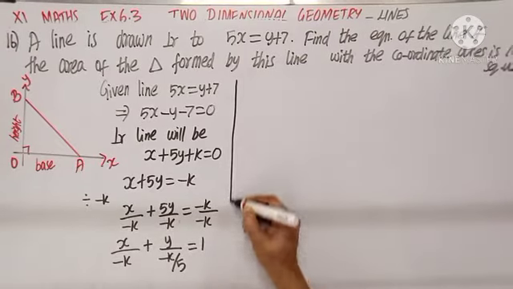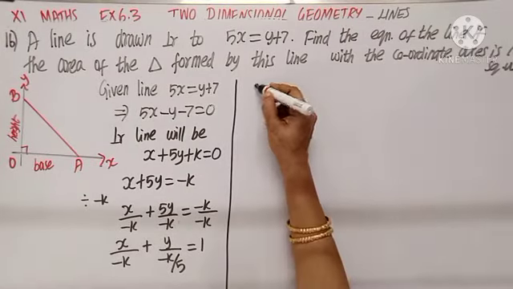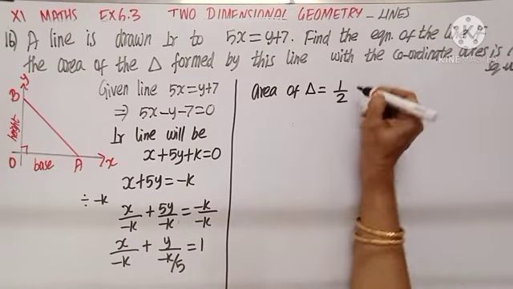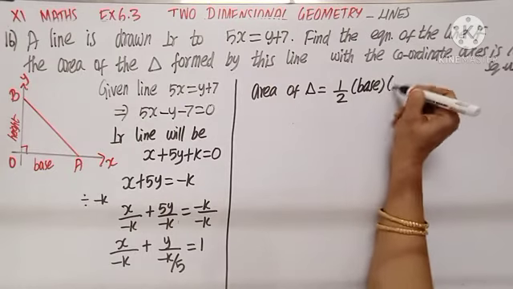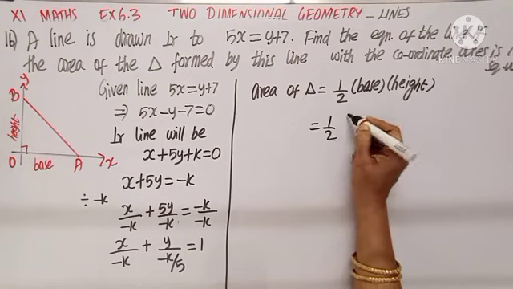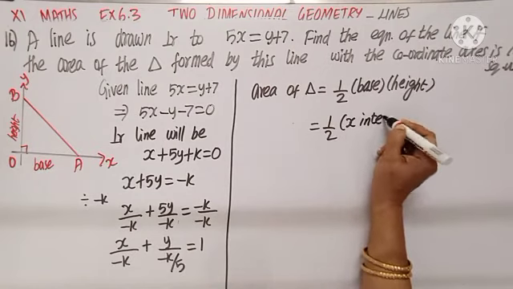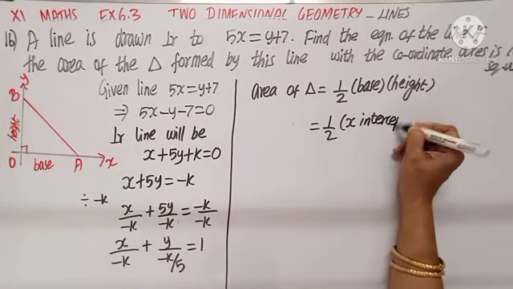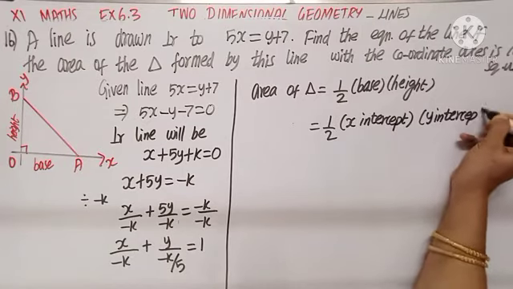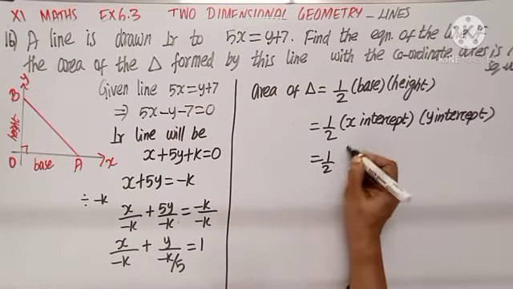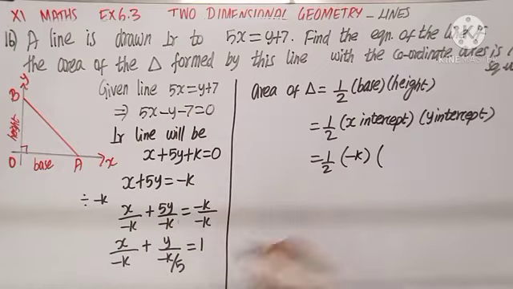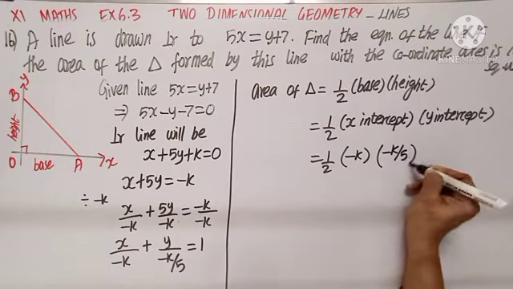To form the triangle, what is the area of the triangle? We know the formula: half base into height. What is the base? Base is the x-intercept. And what is the height? As I see in the diagram, height is the y-intercept. What is the x-intercept and y-intercept in this question? X-intercept is minus k and y-intercept is minus k by 5.